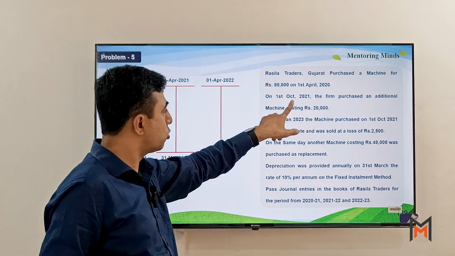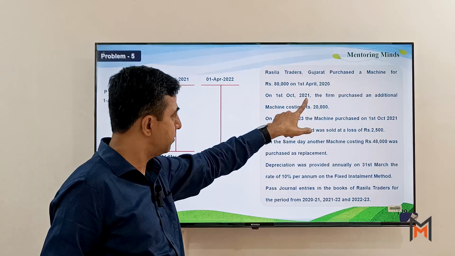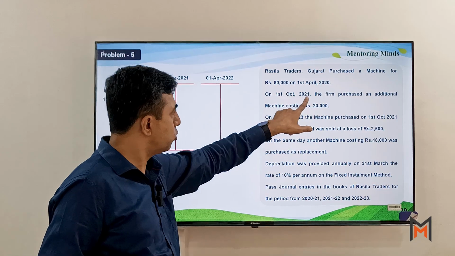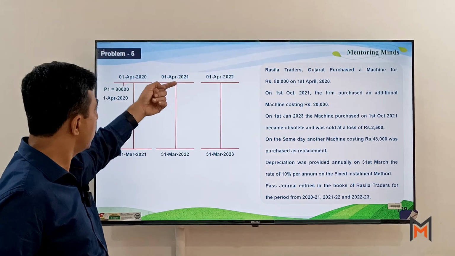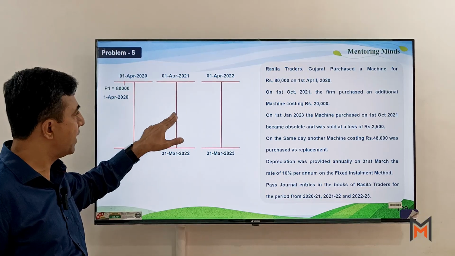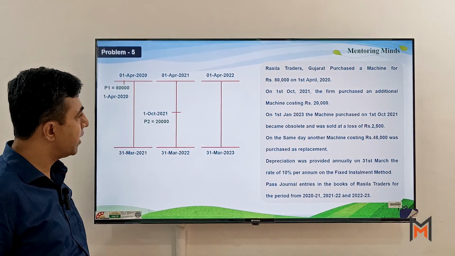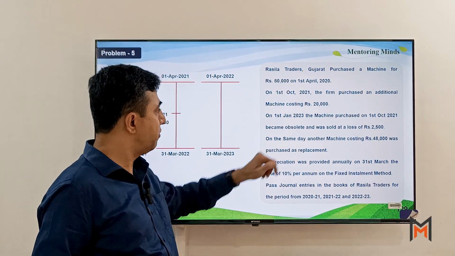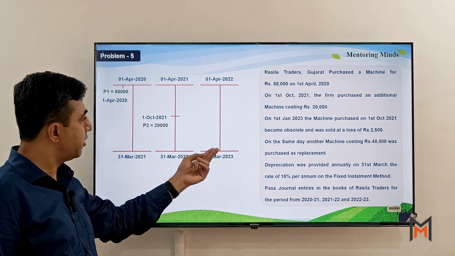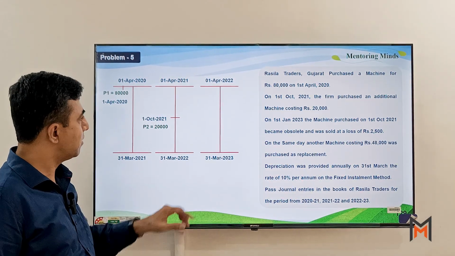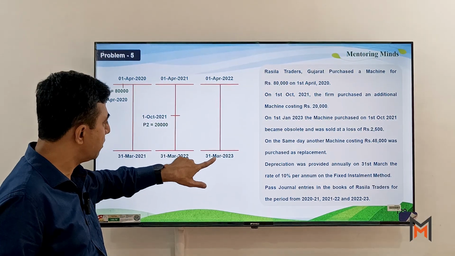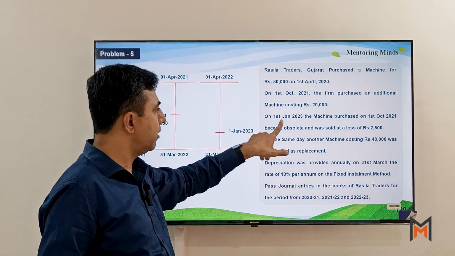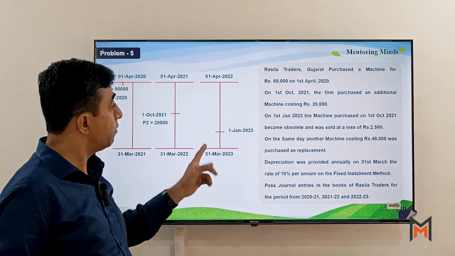Fine. On 1st October 2021, फर्स्ट ईयर में आएगा या सेकेंड ईयर में? सर 1st October 21 will come after 1st April 21, तो ये सेकेंड ईयर में आने वाला है. In the second year, we are also purchasing the second asset for 20,000. Now on 1st January 23, क्या ये थर्ड ईयर में आएगा या फोर्थ ईयर में? नहीं सर, 1st January 23 comes before 31st March. Yes, so it's the third year. In the third year, we have purchased, we have sold the machine.